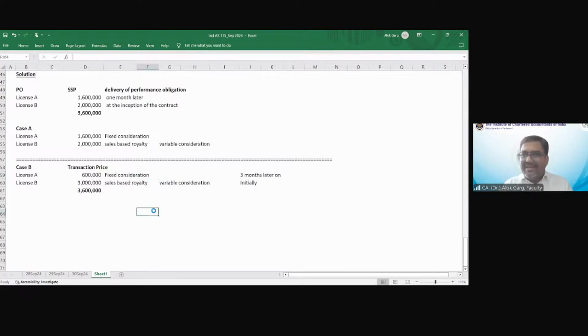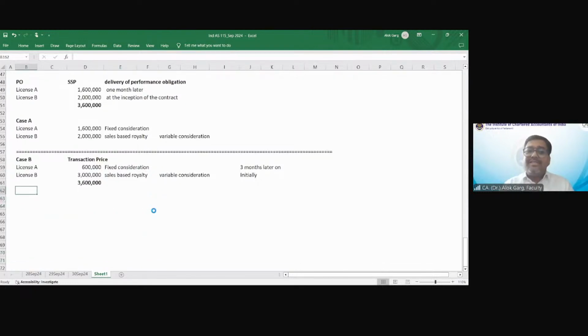But is it the right allocation? Answer is no. What is the standalone selling price? Tell me, what is the standalone selling price in this case? Standalone selling price is 16 lakh and 20 lakh, which is given in the question. At the start of the question it was written, 16 lakh and 20 lakh, right?